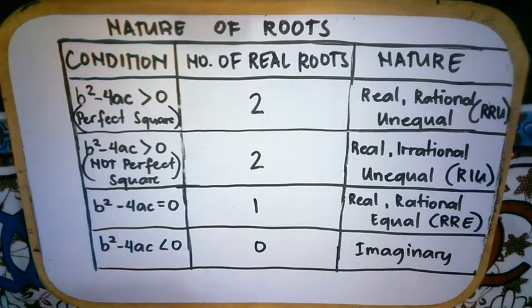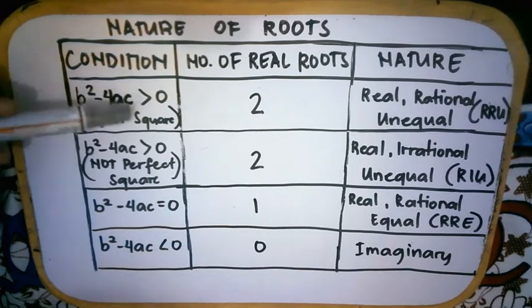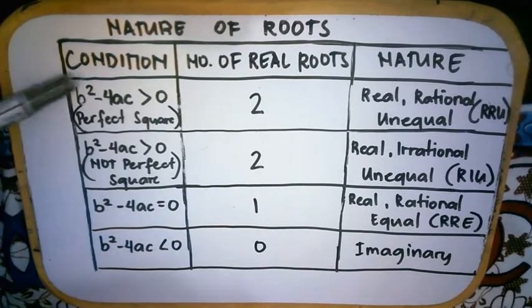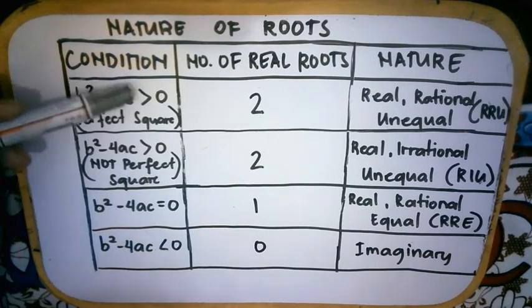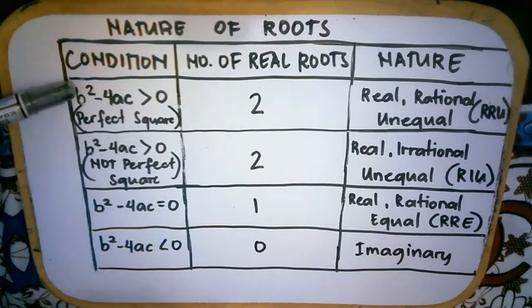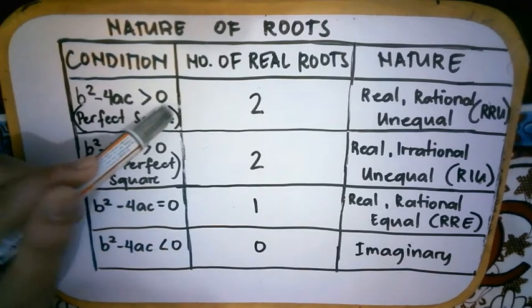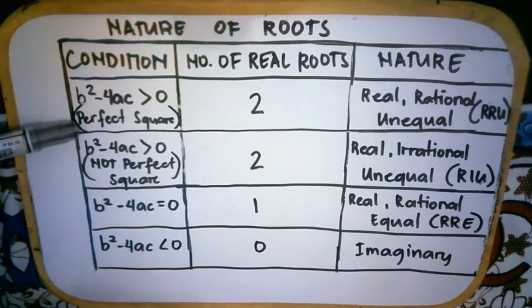Okay, so I will explain kung paano natin magagamit itong table na to. Ang first condition natin here is b squared minus 4ac is greater than 0. So yung b squared minus 4ac, ito yung value ng discriminant. Ang ibig sabihin nito, so ano daw ang magiging nature ng roots kung ang value ng discriminant ay greater than 0 and at the same time perfect square.